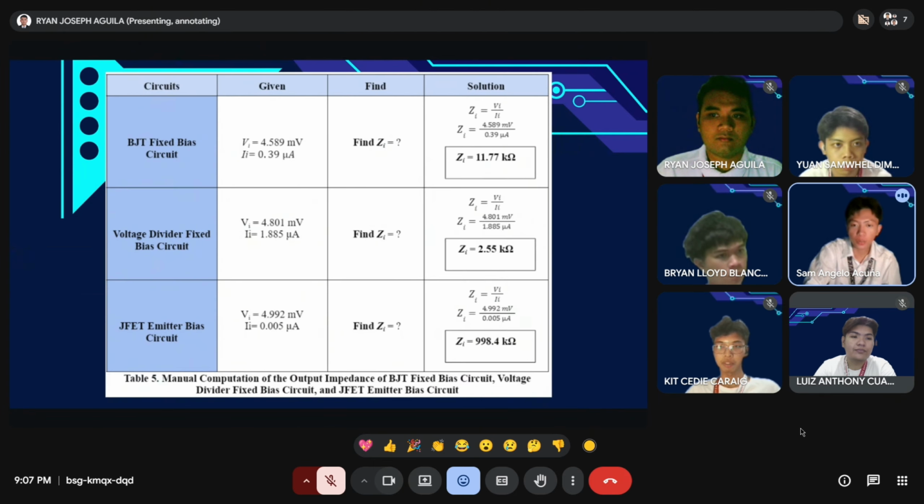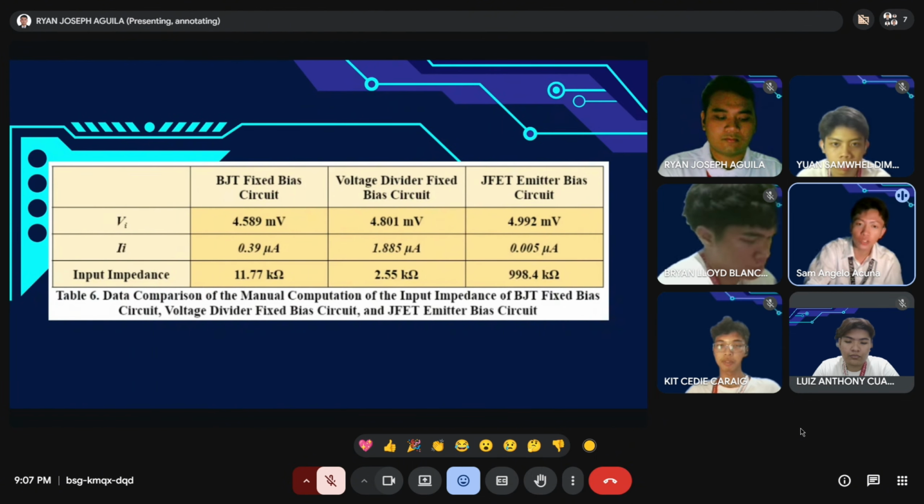For the JFET emitter bias analysis, which is in figure 2.3, which is the junction field effect transistor with a 1 million ohm gate resistor, the voltage drop is almost non-existent, moving from 9.9925 millivolts to 9.992 millivolts. The result is that the input current is negligible, at 0.005 milliamperes. Then next slide, please.